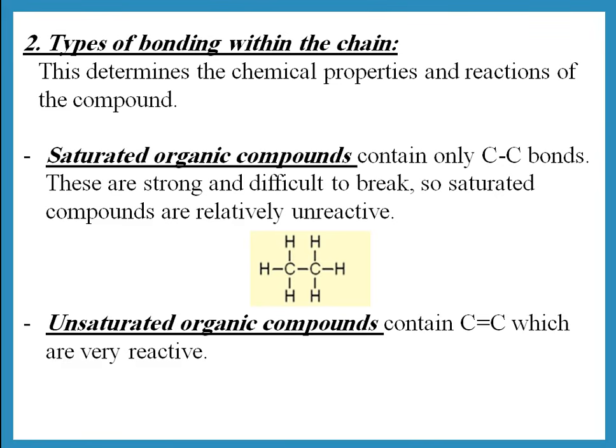So if an organic compound contains double bonds between the carbons, this is referred to as unsaturated. So ethene here, for example, is unsaturated. And you should realize that a double bond will be very reactive, and that means that it will do more reactions than saturated compounds.